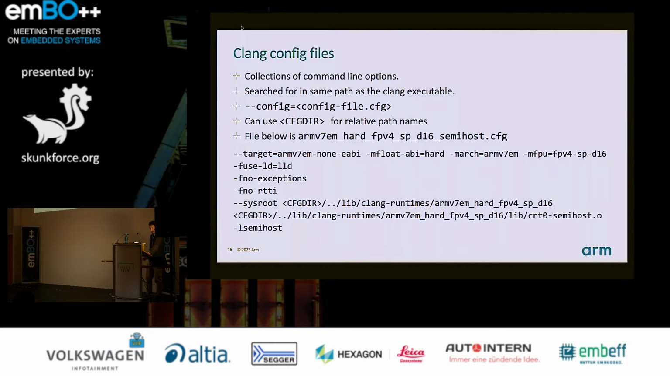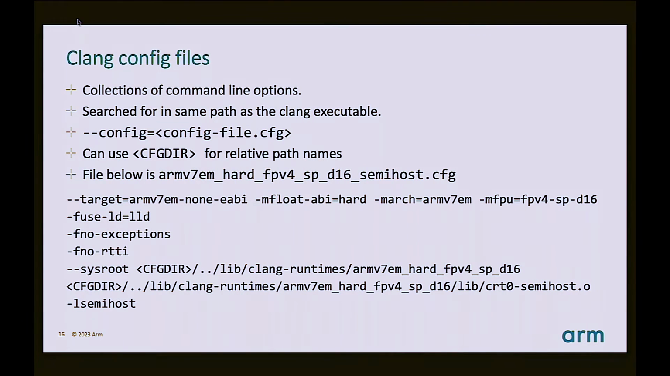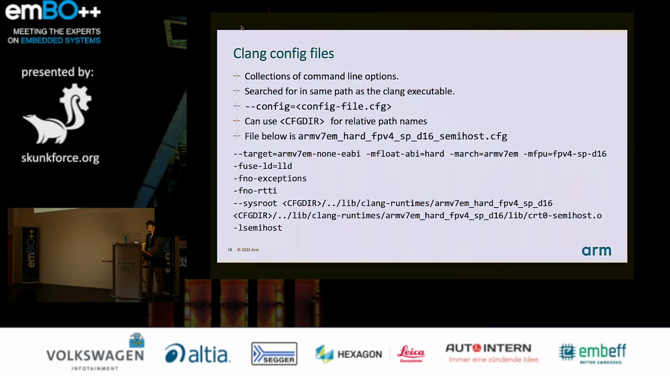So here's the Clang equivalent. It's a config file. I'm quoting one of the config files from the ARM embedded toolchain. Effectively what we're doing there is selecting the target, that's the ARM v7em-none-eabi, selecting what sort of floating point calling standard we want, and selecting the floating point unit. Selecting the linker. We don't want exceptions or RTTI. That CFG-dir is a way of accessing libraries relative to the Clang executable, which means that you can move the toolchain around without breaking everything.